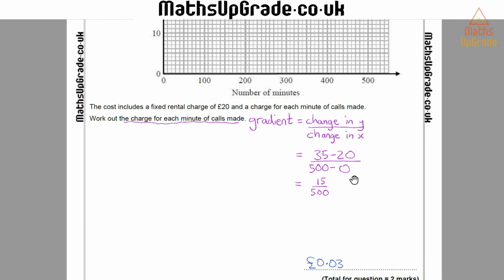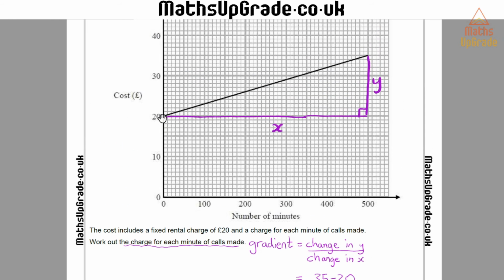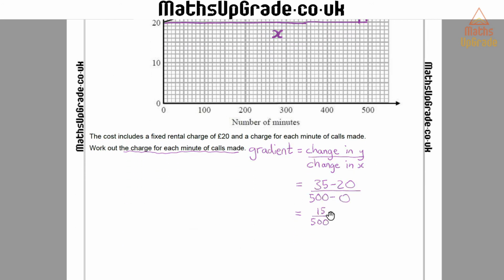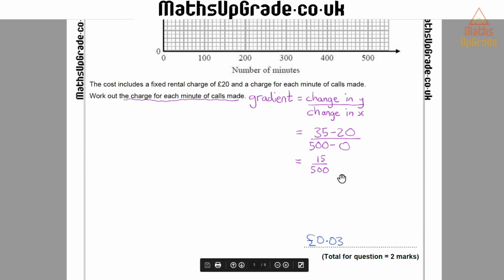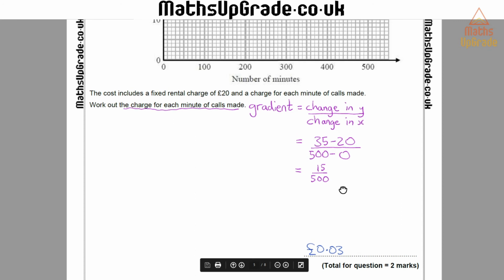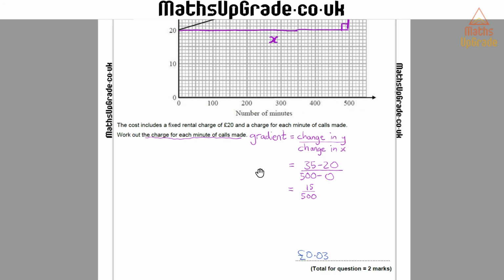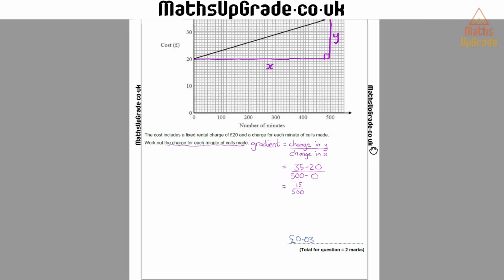15 over 500. This number is in pounds, since it's in pounds here. So to do 15 divided by 500 on the calculator, you should get 0.03, which is in pounds, so it's essentially 3 pence per minute, and that's a sensible answer.